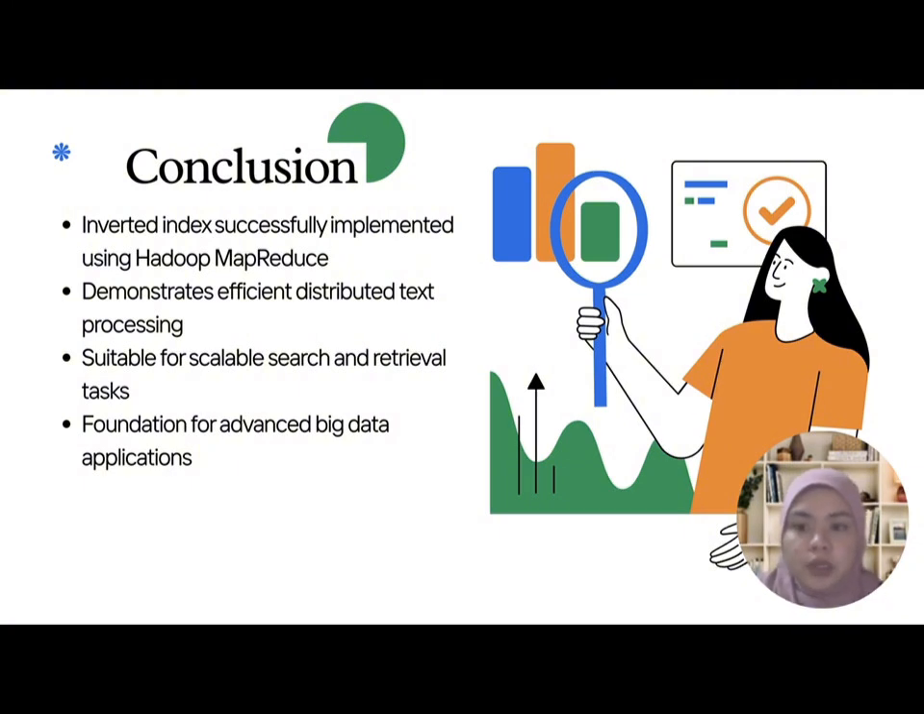In conclusion, I successfully implemented an inverted index using Hadoop MapReduce. This demonstrates efficient distributed text processing, and it is very suitable for scalable search and retrieval tasks. It also serves as a foundation for advanced big data applications.